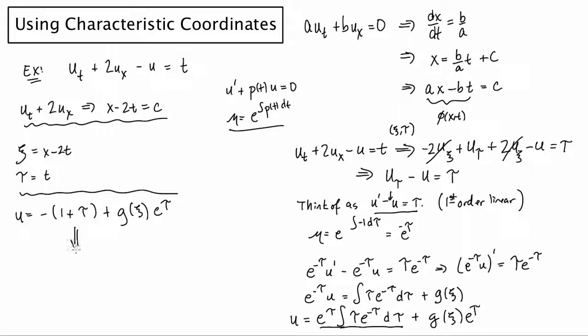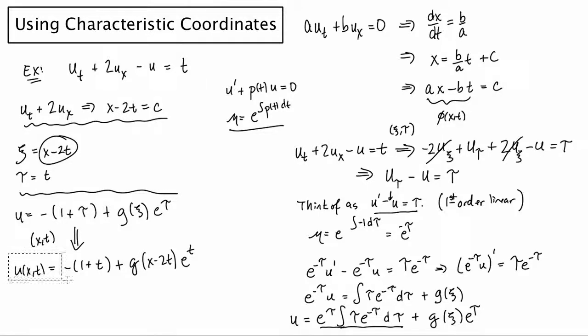And now if I transform back into my x and t variables, this u, which is a function of tau and xc, becomes a function, once again, of x and t. And this becomes negative 1 plus t plus g of x minus 2t for the xc variable. This is x minus 2t. E to the tau gets replaced with t. And so this turns out to be our general solution for this particular problem.